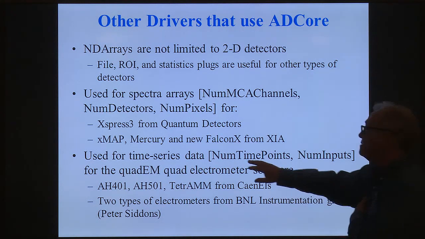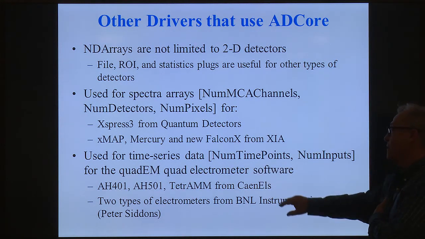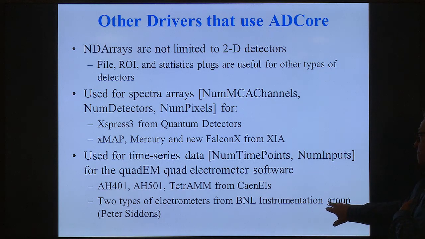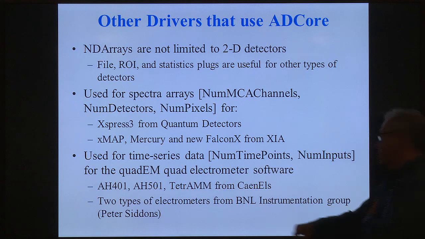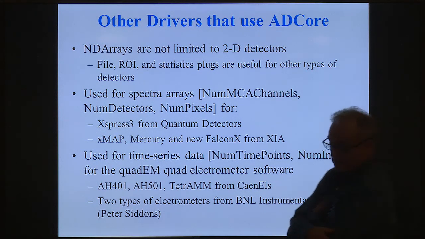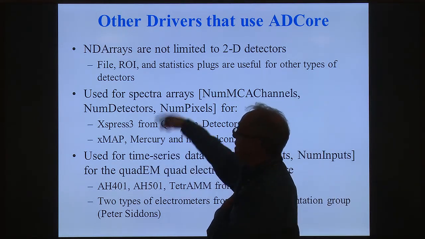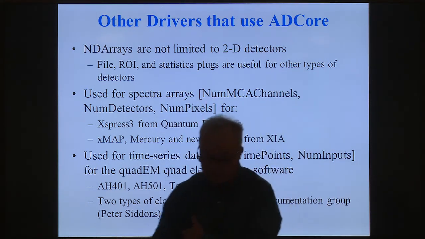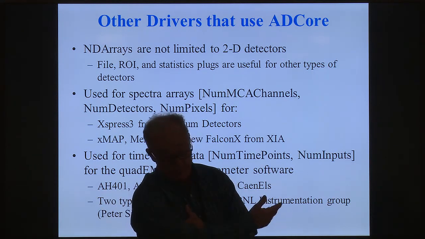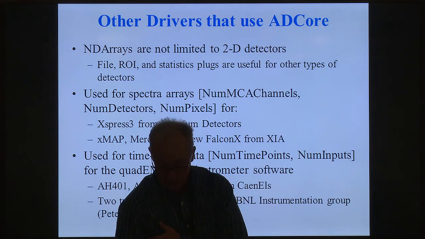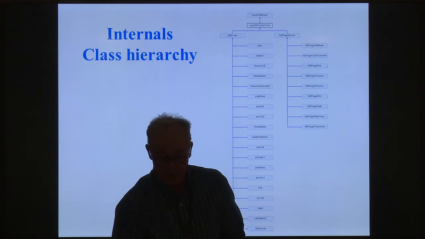It's also used for time series data, for the quad electrometer, for these electrometers from KETEK, and also for the electrometers that Pete Siddons' group here has built at the NSLS. So that uses the FFT plugins and the file saving plugins. You can take that quad electrometer data and just stream it to disk for an hour, and then go back and look for low frequency drifts and that kind of thing.